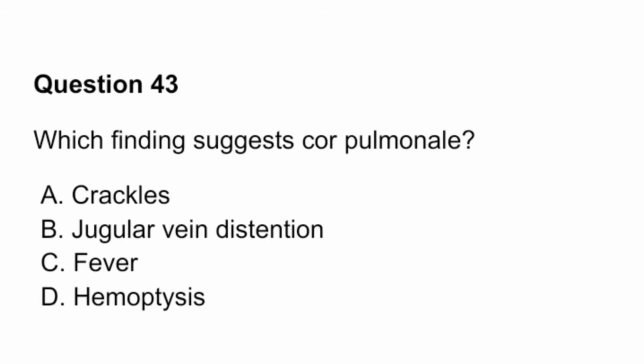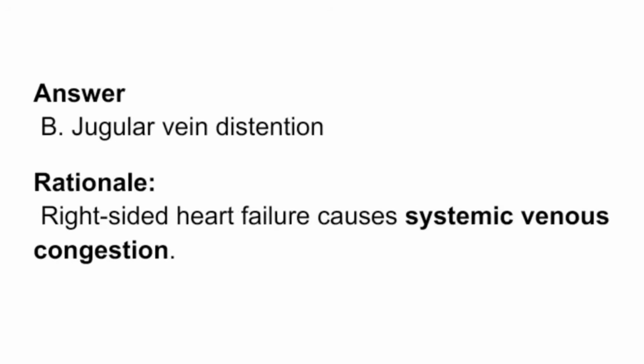Question 43. Which finding suggests cor pulmonale? A. Crackles, B. Jugular vein distension, C. Fever, D. Hemoptysis. Answer: B. Jugular vein distension. Rationale: Right-sided heart failure causes systemic venous congestion.